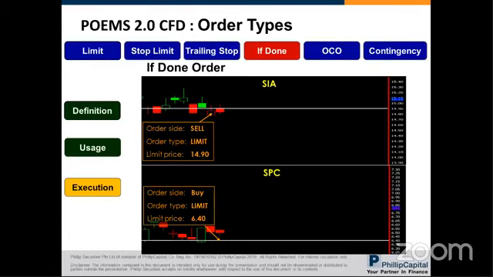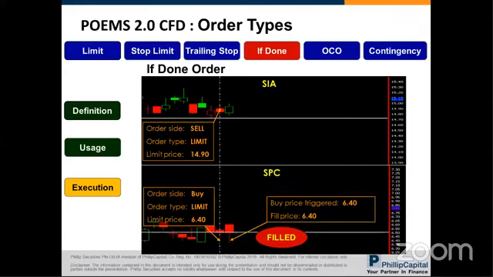So if the sell order is done, then you do a buy order. Once it's filled, the buy order of 640 is submitted in this case. Subsequently, if the price for SPC went down and reached the price itself, your buy order for this SPC will be filled as well. So in this case, you close your position for SIA, and you also get your long position for this counter SPC. So it's basically a sequential order that you can submit in this CFD in this case.